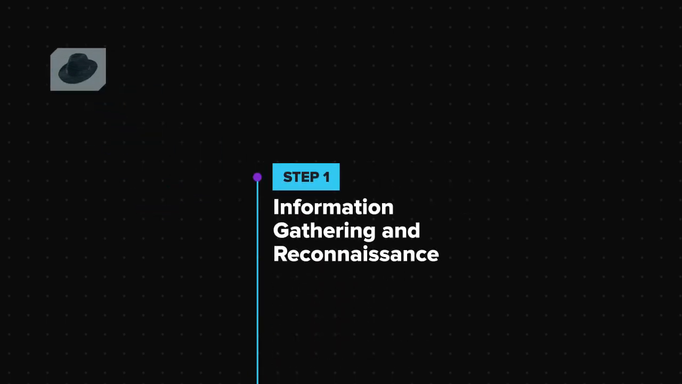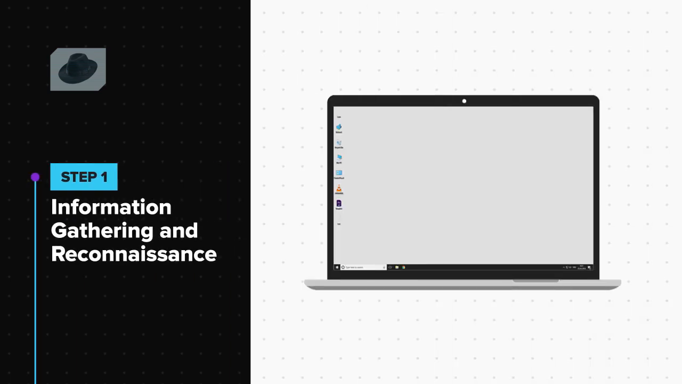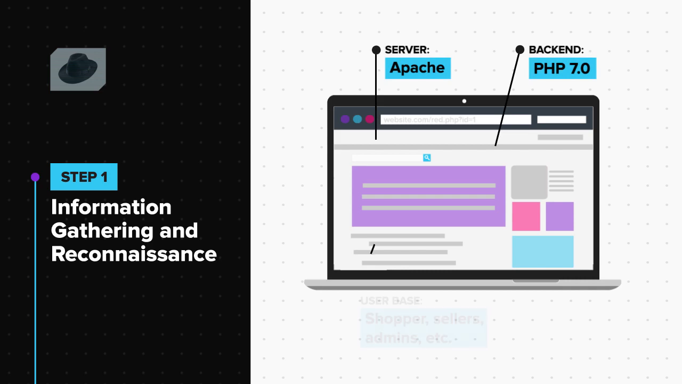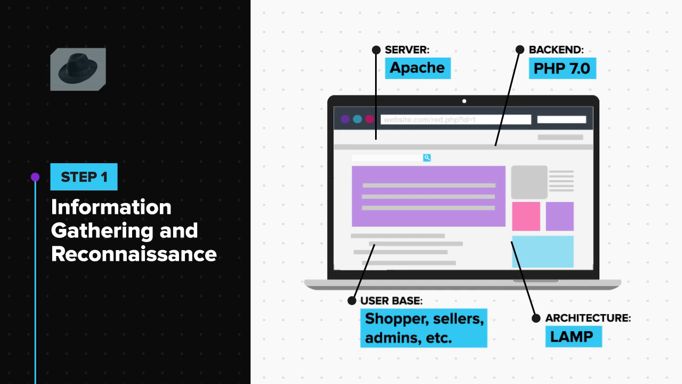The first step is information gathering and reconnaissance. Here, the hacker gathers as much information as possible about the target. So for example, if the hacker is trying to hack a website, he will try to find out the kind of server that the website is running on, the programming languages used to build the website, the kind of users present on the website, and also map the basic architecture of the website.